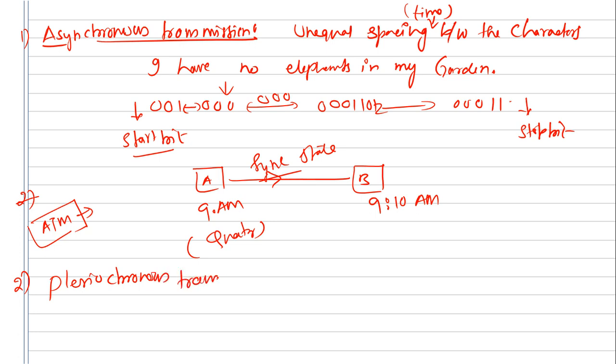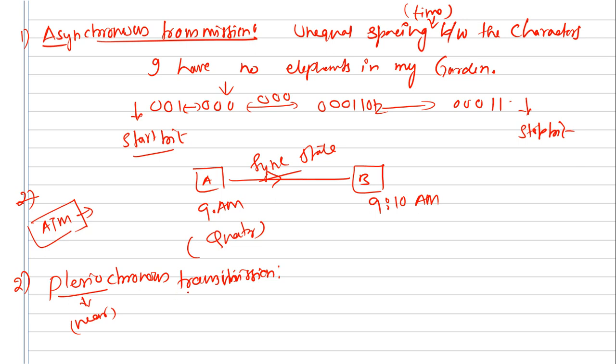So in case of Plesiochronous transmission, as the name suggests, Plesio meaning almost close or near, and chronos meaning time. So in time it's almost close, or almost in sync. So almost synchronous, if you can call it, but it's not exactly synchronous. This is a Greek term, plesio, meaning almost synchronous, but not fully synchronous.